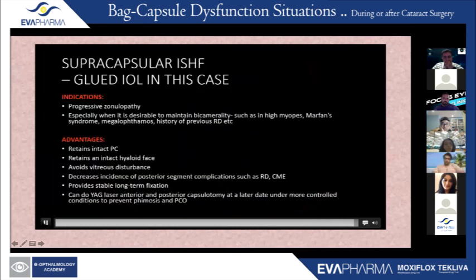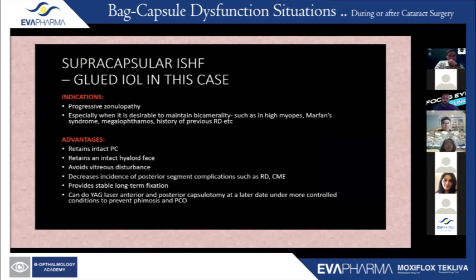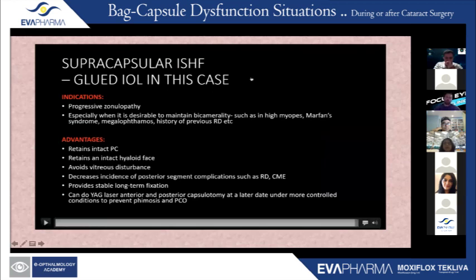So what are the indications? You could do it in all cases where you want to maintain the barrier between the anterior segment and the posterior segment. So you're not losing that bicamerality, you're not making it into one large monocameral eye, but you're maintaining the bicamerality of the eye. And this becomes especially desirable when you've got progressive zonulopathies and exact cases such as high myopes, Marfan's, megalophthalmos, history of previous retinal detachment, and so on.